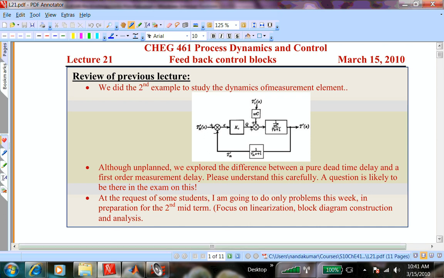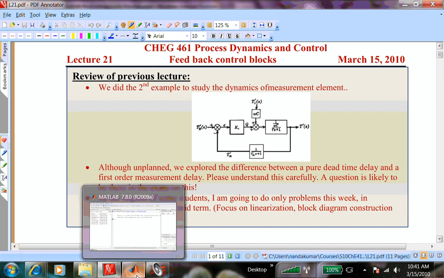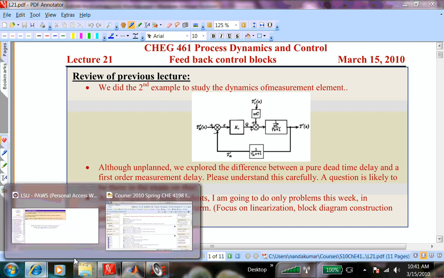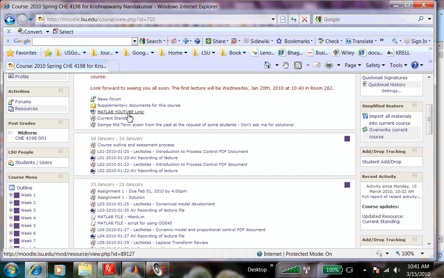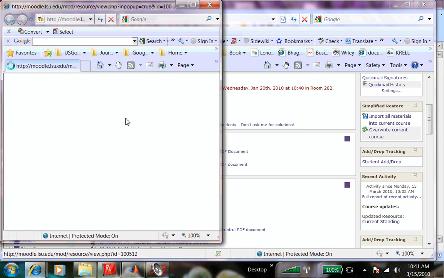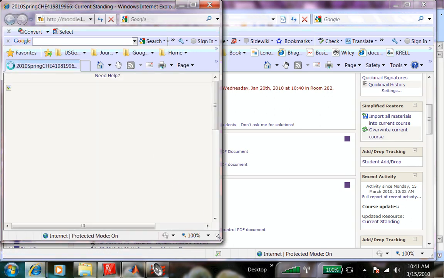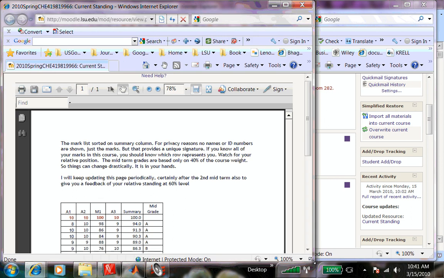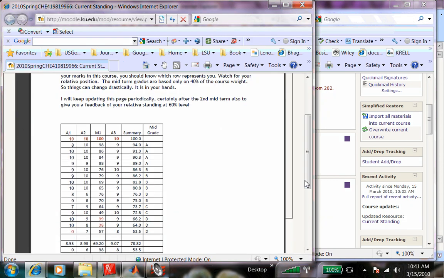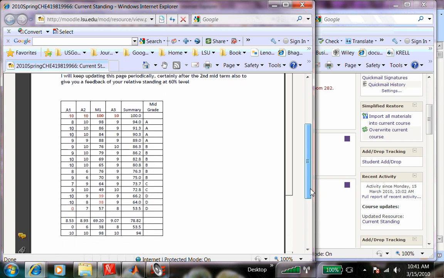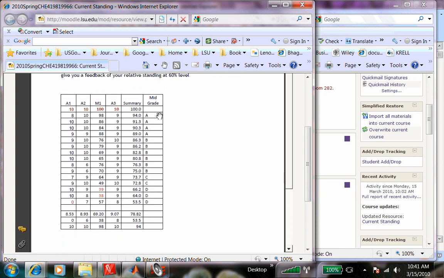The first thing I want to do is turn in the midterm mark this evening. So this is what I plan to do. I don't know whether you've seen it: on the Moodle, I have the current standing, and I keep updating it periodically. But what I did last night was to develop a weighted average of the marks based on the three assignments and one midterm exam.